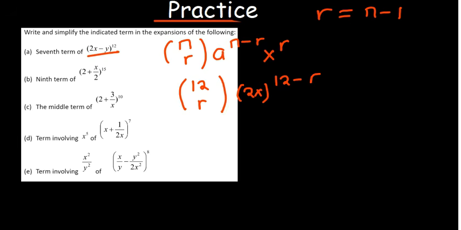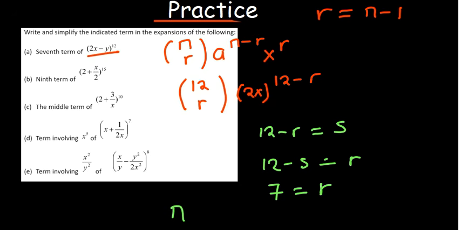So what I'm trying to do is find a case where the power will be equal to 5. So I'll just say, when can 12 minus r be equal to 5? So 12 minus 5 is equal to r. So your r becomes equal when the value is 7. So in terms of the nth term, it's the 8th term. That's the one that is going to give us that possibility.